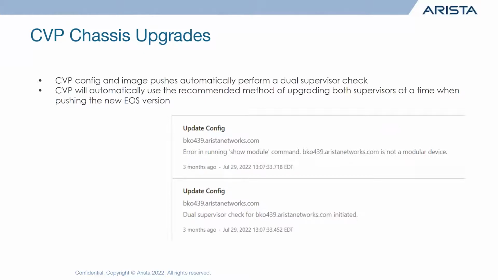Let's make sure that we perform the proper precautions when upgrading a device with dual supes. In addition, CVP will automatically use the recommended method of upgrading both supervisors at a time when we're pushing that new EOS version. So just to be aware, if you are upgrading with dual supes on CVP, that's what CVP is trying to do. There are very few reasons not to upgrade both at the same time, but just to be aware of that standard behavior.